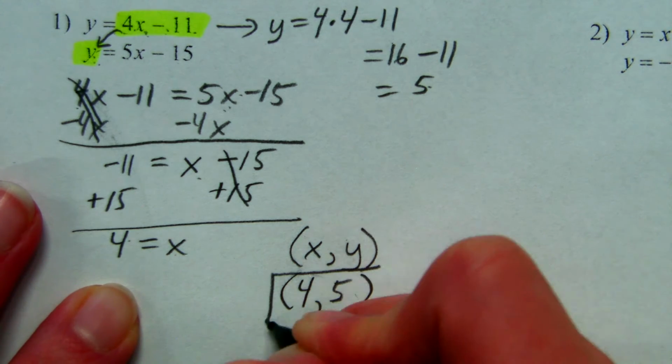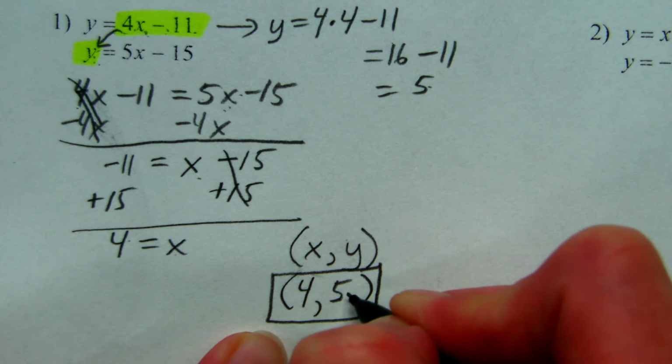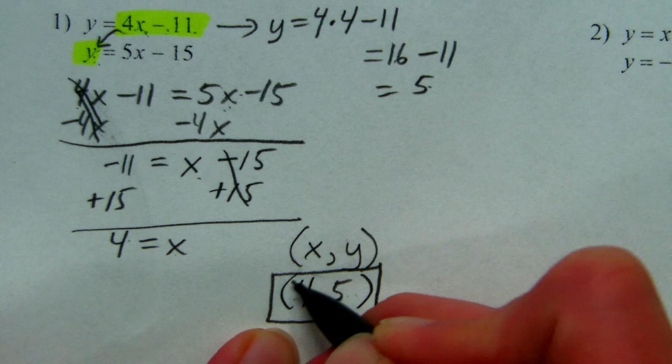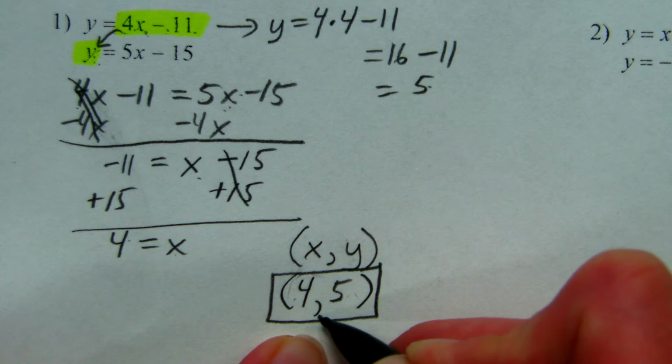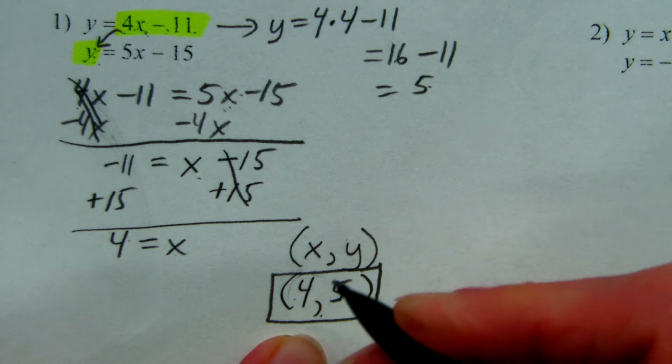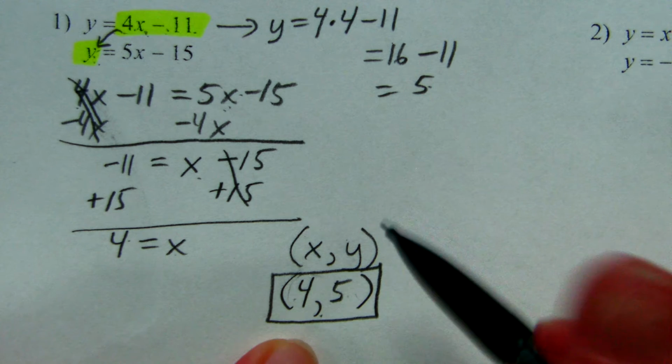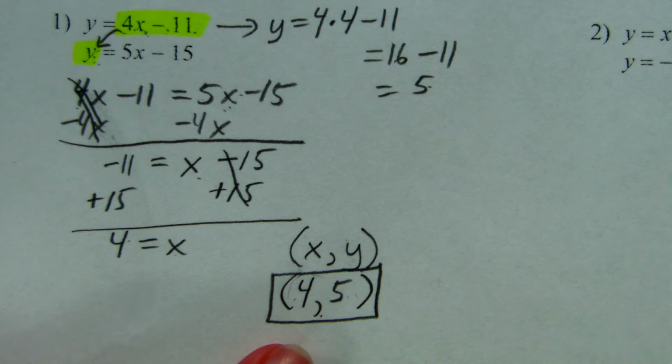So your final answer is still a coordinate pair, an x and a y. It needs to have parentheses. It needs to have a comma. Otherwise, it's not technically a coordinate pair. So make sure that you have all of that together.